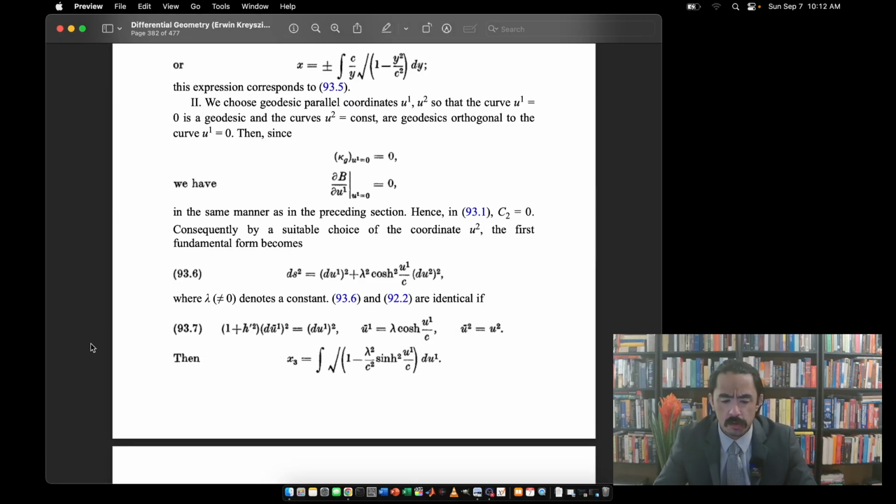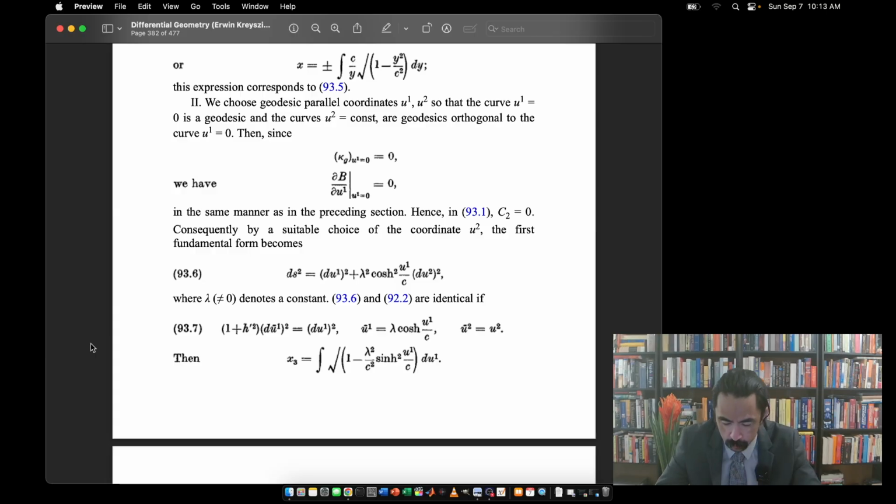Part 2, we choose geodesic parallel coordinates u1 and u2 so that the curve u1 equal to 0 is a geodesic, and the curves u2 equal to a constant are geodesics orthogonal to the curve where u1 is equal to 0. Then, since kappa sub g at u1 equals 0 is equal to 0, we have that partial B partial u1 evaluated where u1 is equal to 0 is equal to 0, in the same manner as in the preceding section.